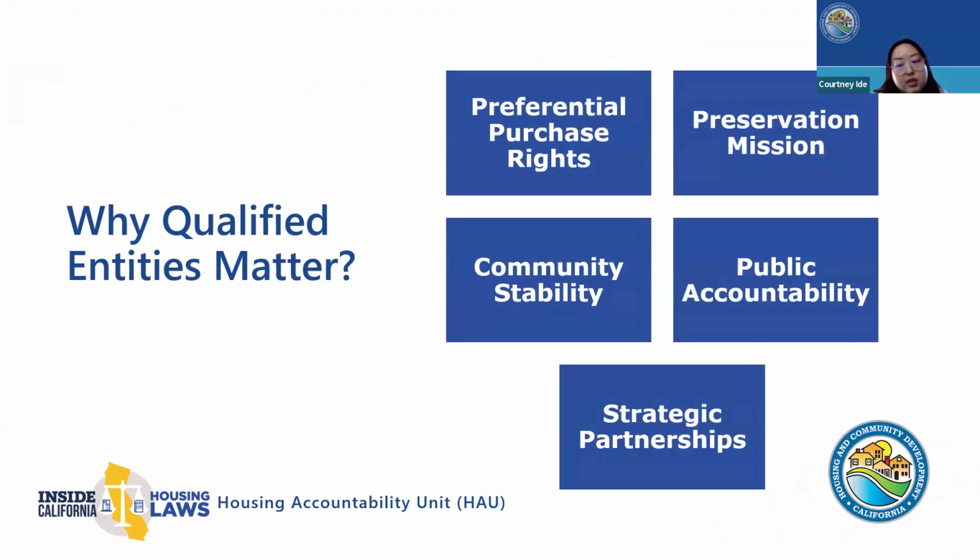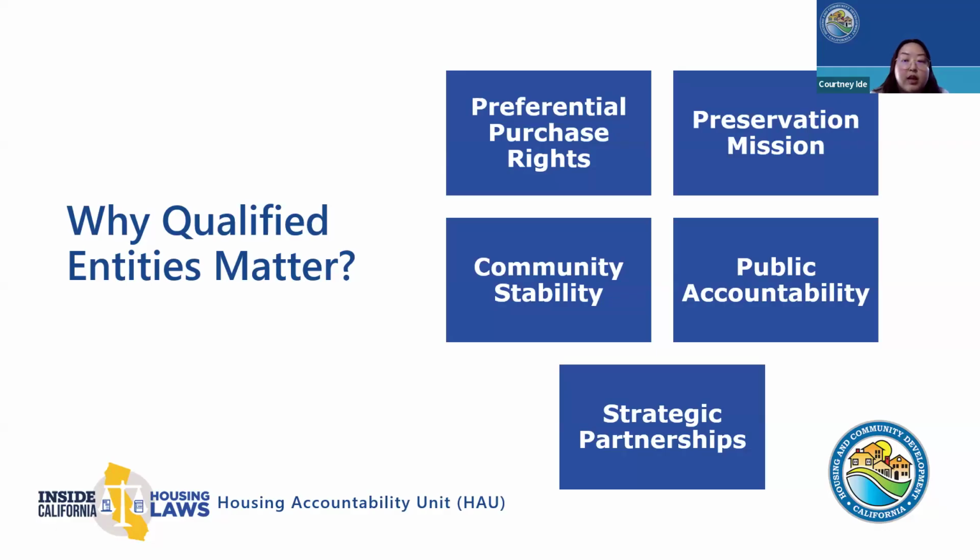First reason why qualified entities matter is because they receive preferential purchase rights under Apple, as Leslie mentioned. Under AB 2926, qualified entities have the first opportunity to purchase at-risk properties before they potentially convert to market rate. This is a really powerful tool that QEs can take advantage of in a competitive real estate market. The second reason why qualified entities matter is because of the preservation mission that they usually hold. Qualified entities are known for being mission-driven organizations who are committed to maintaining long-term affordability. Maintaining long-term affordability of existing housing helps alleviate the affordable housing shortage that California is facing.